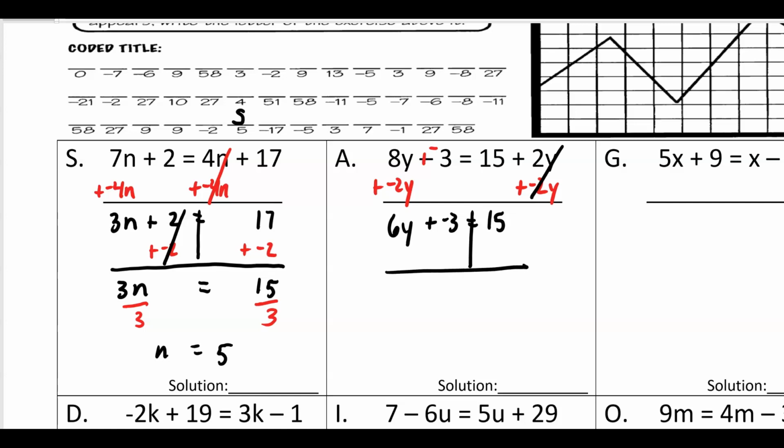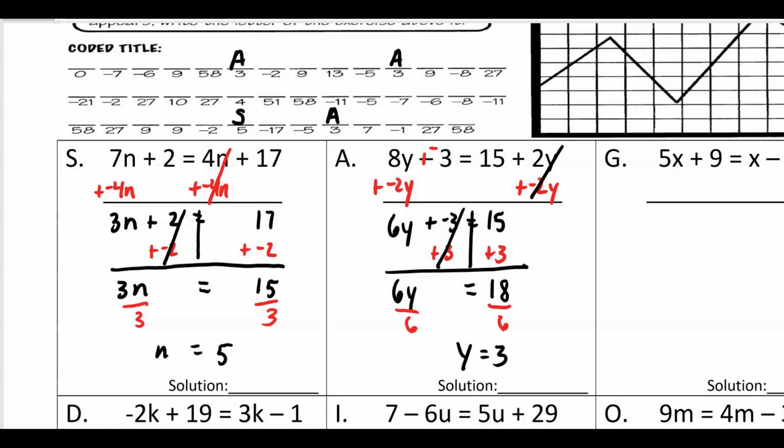Draw your scales. Everything stays nice and organized. I see plus negative 3, so I'm going to add 3 to both sides. Negative 3 and 3 cancel off. Drop down 6y. Drop down the equal sign. 15 plus 3 is 18. So I see 6y equals 18, so I divide by 6. And in this case, y is equal to 3. All right, so wherever I see a 3 up top, I'm going to put the letter A. There's 1 3, and there's another 3, and I think one more 3 right there in the bottom.